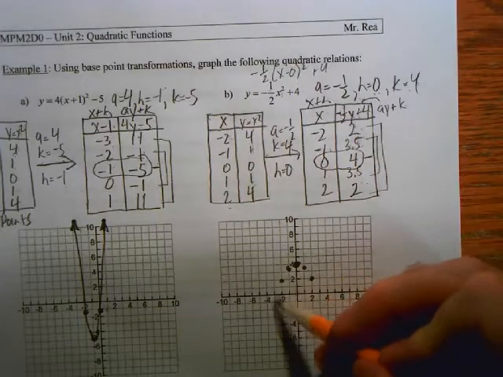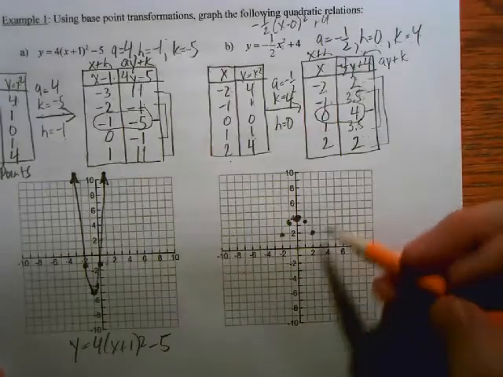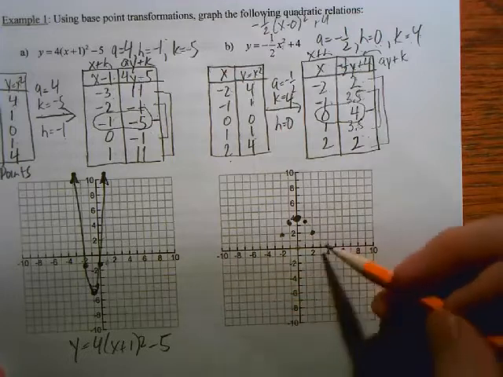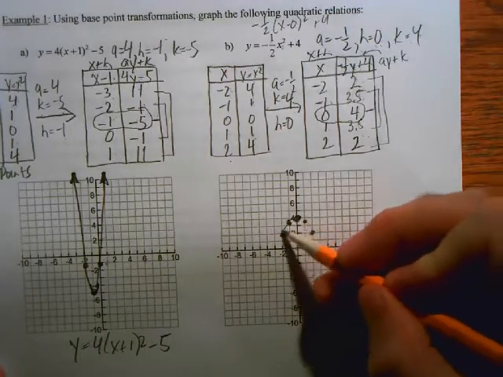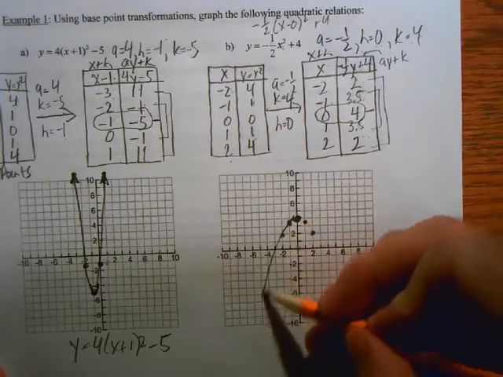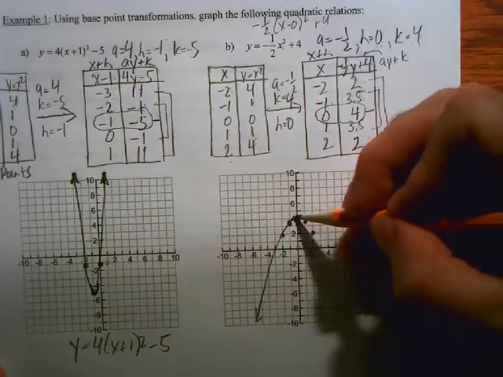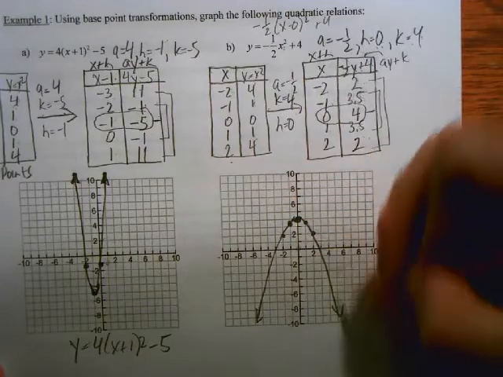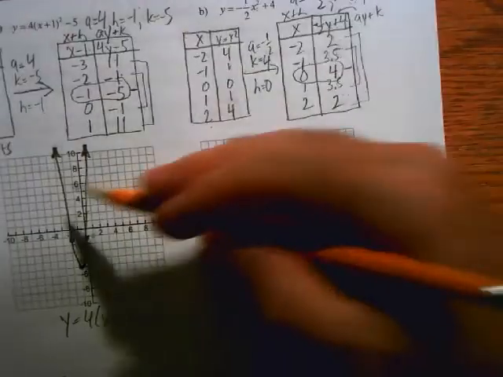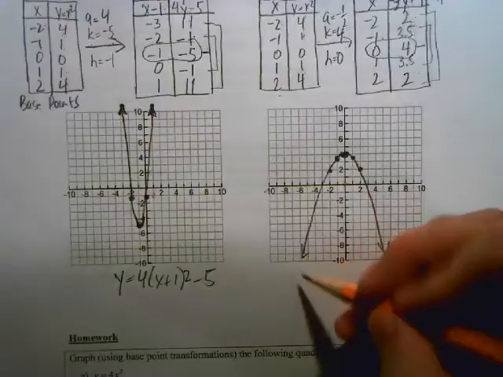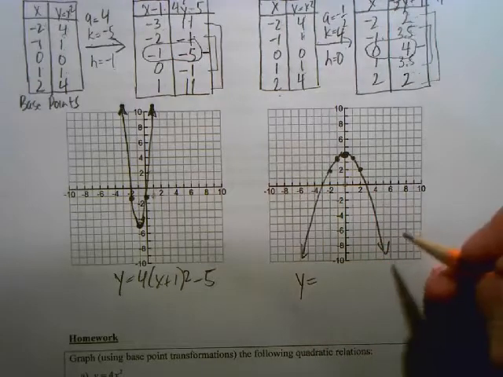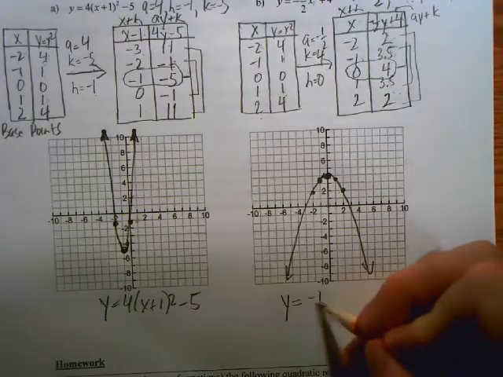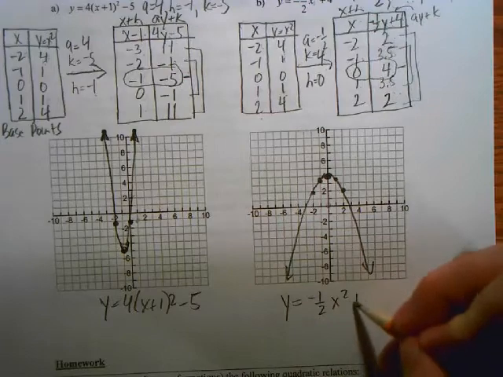We have to do a little bit of guesswork when we do compressions, because we have no points over here. So we just do our best. After a while you get pretty good at this. And that's what the parabola looks like. It's a nice smooth curve. Looks even better than that one, I think. So this is the quadratic equation y equals negative 1/2 x squared plus 4.